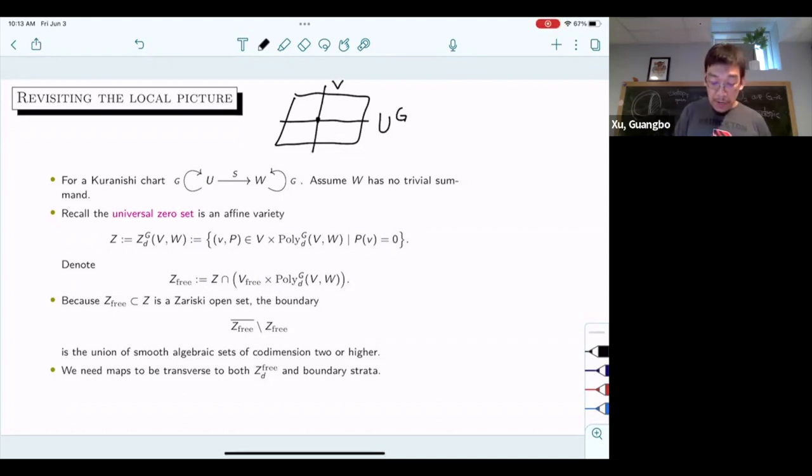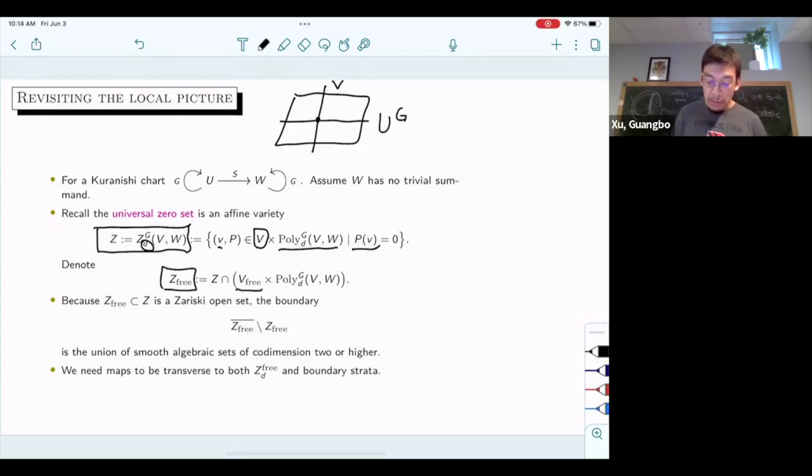Then we consider this variety Z, which you can call the universal zero set. It depends on the degree d. It is just the set of all points v in the normal fiber V together with a polynomial map such that its value, which is a vector in W, is zero. So this is an algebraic variety, an affine variety, something inside a vector space. And you can consider the free part of this affine variety, which is just the part where the action on the normal fiber is free.